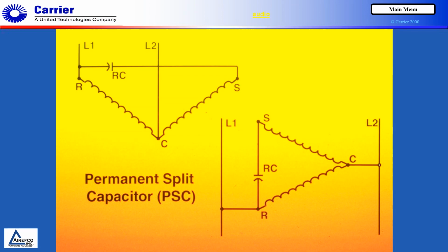This is a wiring diagram of a permanent split capacitor or PSC motor, which was standard for many years. It had the run capacitor in the motor circuit all the time. This would aid in the running efficiency of the motor.